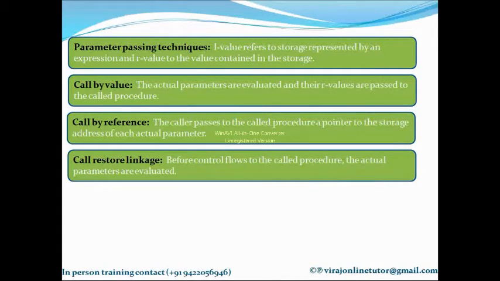So what is the R value of A? 10. What is the R value of B? 20. So this 10 and 20 are passed to the swap function. The swap function swaps the values of A and B inside the swap function, so that is reflected only in the swap function. But as soon as the swap function returns to the invocation point, A and B are not swapped, because while passing the values of A and B to the swap function, we just passed their R values.